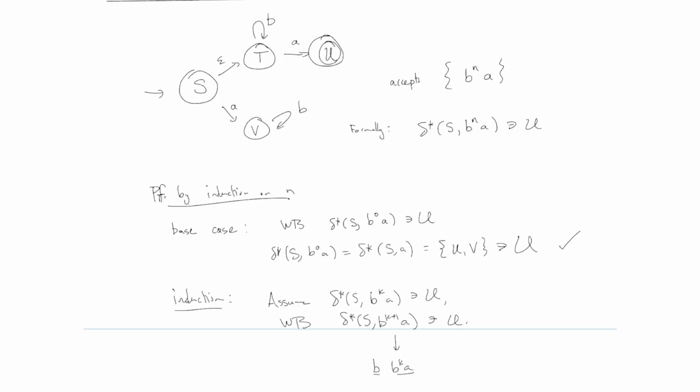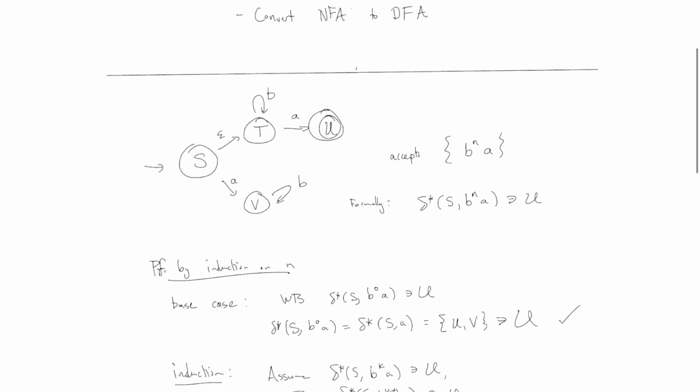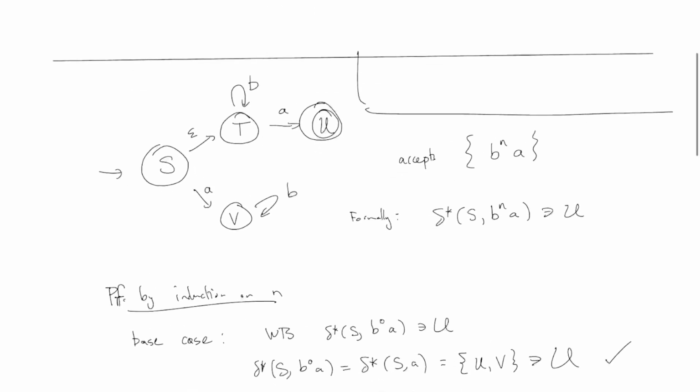So maybe I'll refresh our memory about the strange rule about delta stars that we're going to use. I'll write it up here in red. It says something like if delta star of S and X contains T, then delta star of S and XY contains as a subset delta star of T and Y. And this is a weird rule that unfortunately you just have to remember.